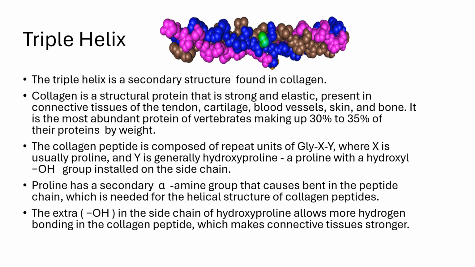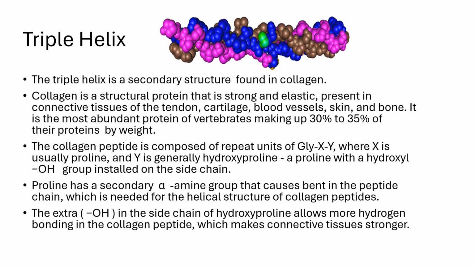So the triple helix is a secondary structure found in collagen. Collagen is a structural protein that is strong and elastic, present in connective tissue of the tendon, cartilage, blood vessels, skin, and bone. It is the most abundant protein of vertebrates, making up 30 to 35% of proteins by weight. The collagen peptide is composed of repeated units of glycine-X-Y, where X is usually proline and Y is generally hydroxyproline.